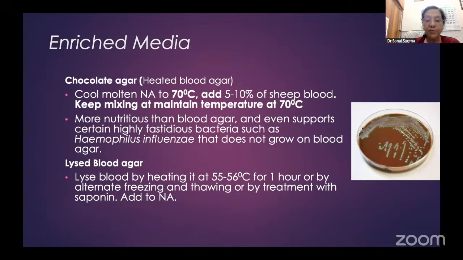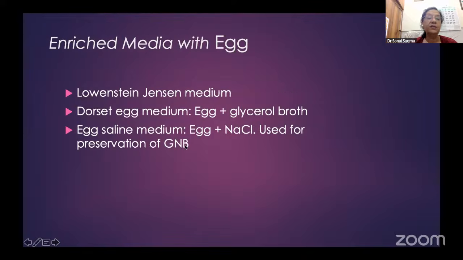Then there is lysed blood agar. Lysed blood agar is also made similarly. How is it different from chocolate agar? Another PG question. You heat blood agar at 55 to 56 degrees for an hour, or you alternatively freeze and thaw, or you add saponin to your blood agar mixture and then add it to nutrient agar to pour a lysed blood agar. Where is lysed blood agar used? I'm not seeing any answers. I did ask another question also. So, lysed blood agar is often used for antibiotic sensitivity testing of these fastidious organisms.